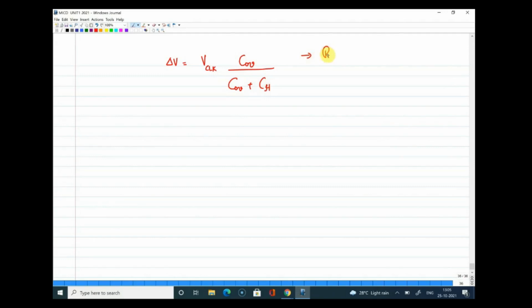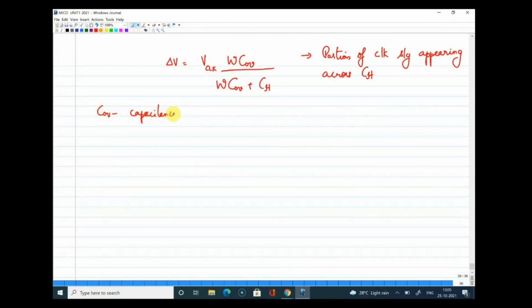This is actually a portion of the clock signal appearing across this CH capacitance. Now, to be very precise, how you should write this overlap capacitance: since we are usually expressing that as a unit width capacitance, the exact expression is V clock into W COV divided by W COV plus CH, where COV is the capacitance per unit width.